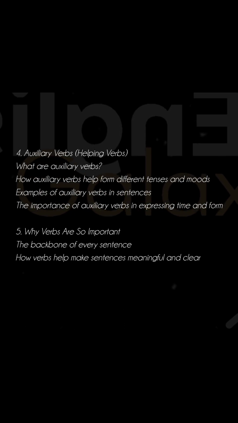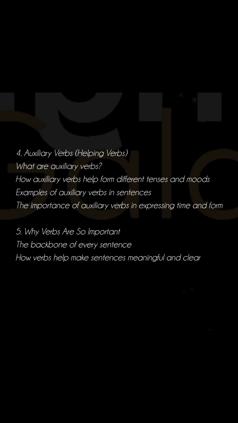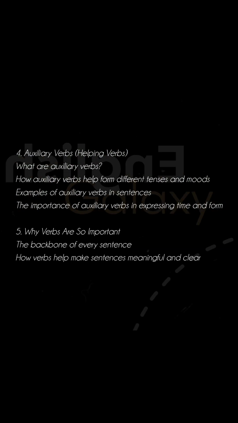Verbs help us describe action, state, and time. They allow us to tell what's happening and when it happens. They are absolutely necessary for clear communication. Without verbs, we wouldn't be able to express what we want to say.